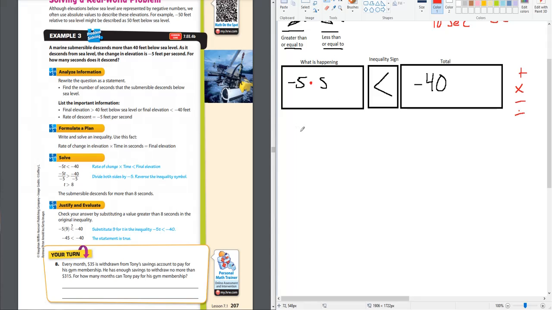So here we have negative 5 times s is less than negative 40. Now, if you want to move something from one side to the other side, which we do because we want to solve for s, we have to do the opposite of what it was originally doing. In this case, it was originally multiplying, so we're going to divide by negative 5. So we had s, and then we have negative 40 divided by negative 5.